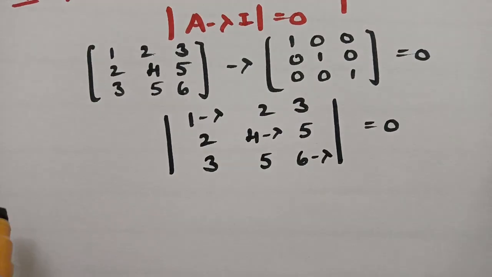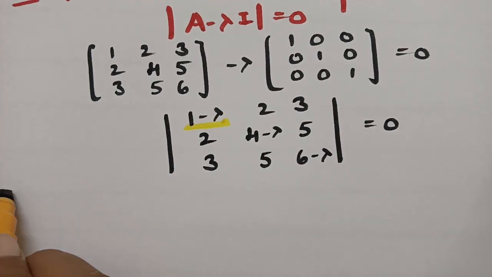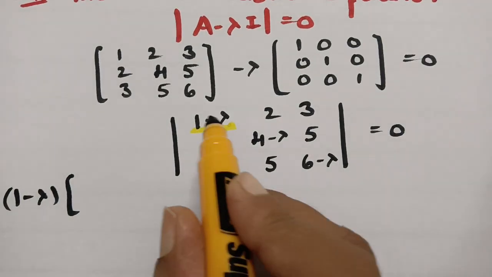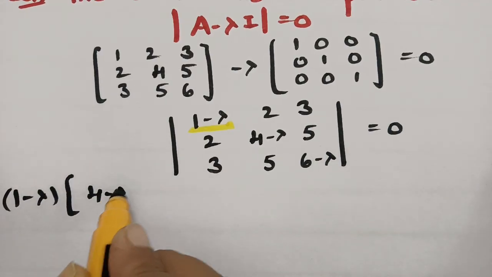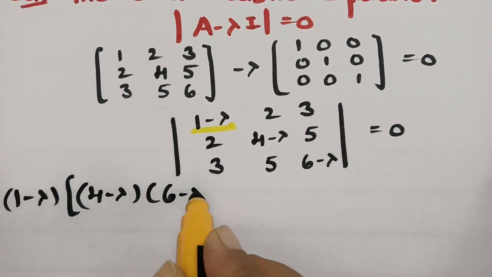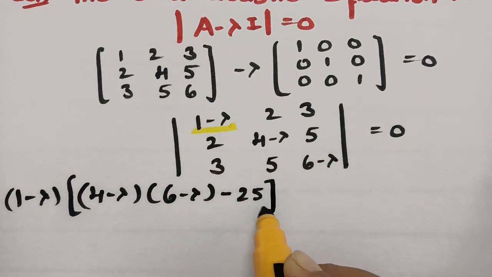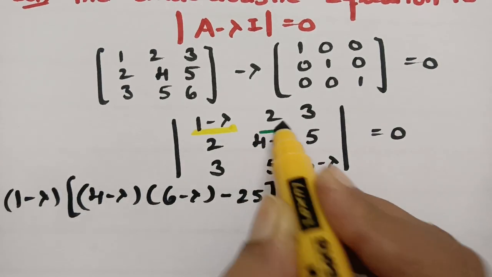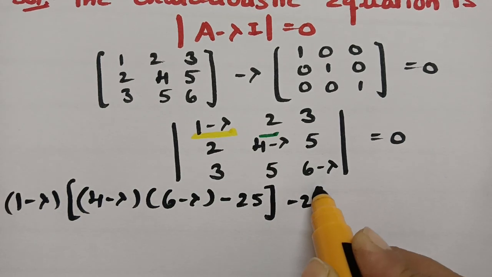See here, we are going to solve this determinant. The first thing here is 1 minus lambda into, so we have to close this row as well as this column. So here we have to multiply these two. That is, this will be (4 minus lambda) into (6 minus lambda) minus 5 5s, this is 25. So from the middle part, remember, we have to take one minus. So here is minus 2.